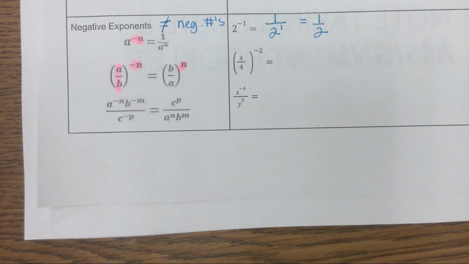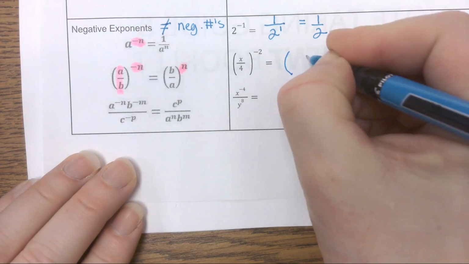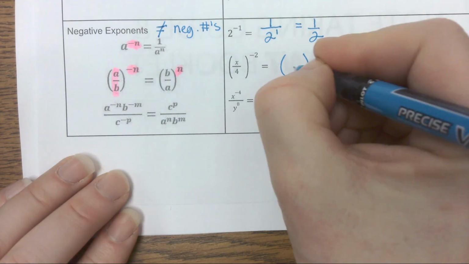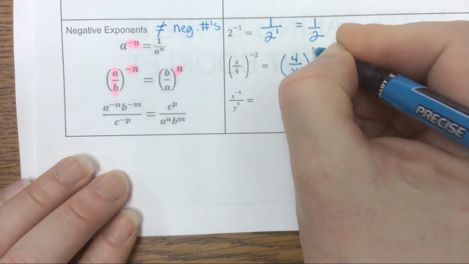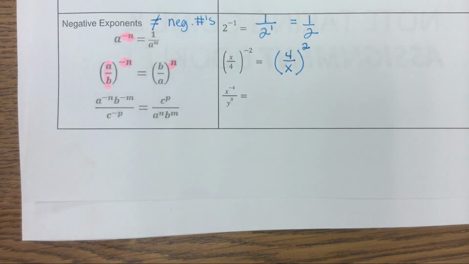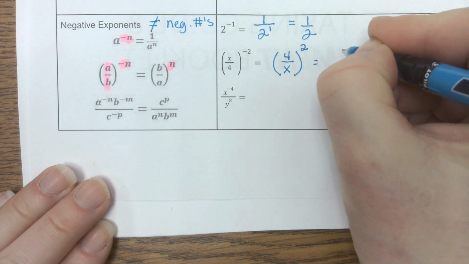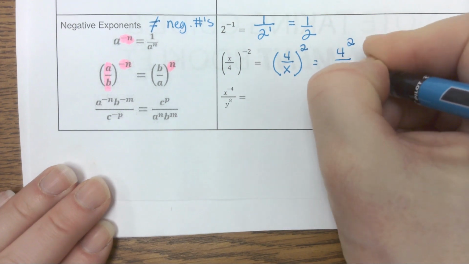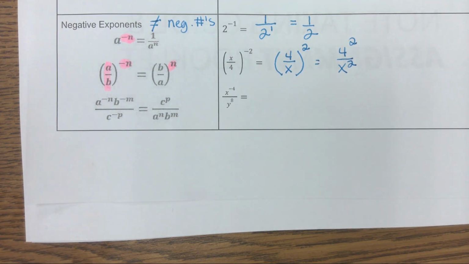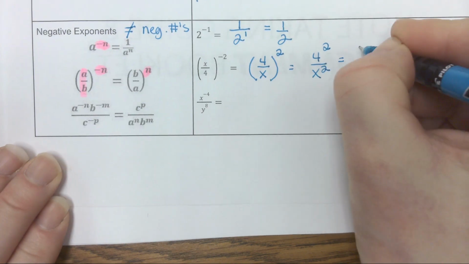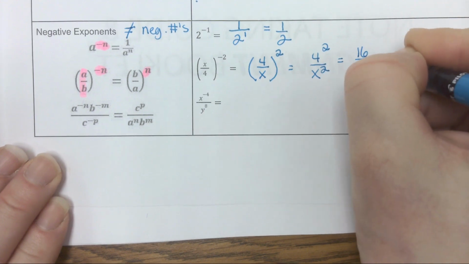x over 4 to the negative second. We're going to flip the fraction around. What's on the top now? 4 over x, and then to the second power. That's how you rewrite a negative exponent as a positive exponent. If I wanted to keep going and use my rules from before, this would be 4 squared over x squared, or 16 over x squared.